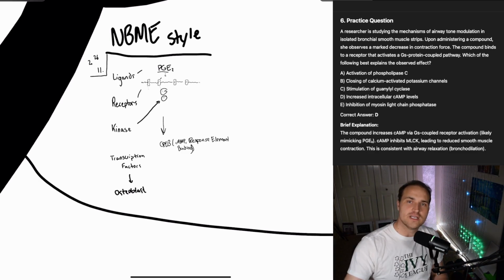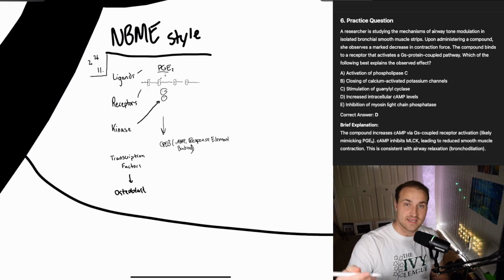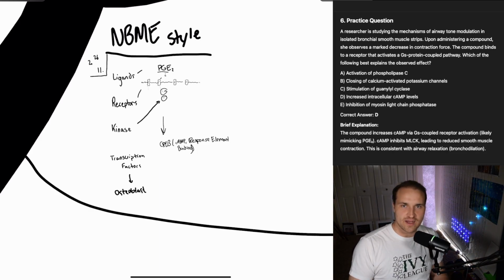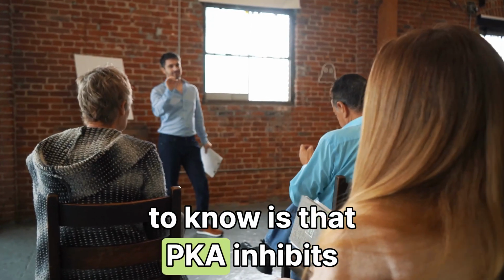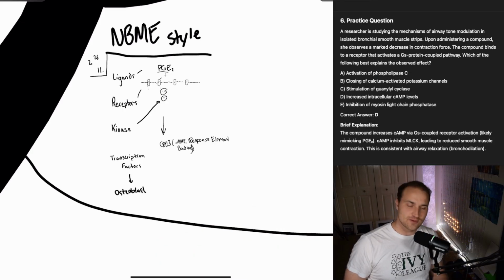We have Gs proteins, they activate adenylate cyclase. The effect is increased cAMP. cAMP activates PKA. PKA phosphorylates CREB, like if your name is CREB. CREB is a transcription factor. It triggers the genes for cell survival and differentiation, and then in the bronchial smooth muscle, what you need to know is that PKA inhibits myosin light chain kinase, so it causes relaxation.